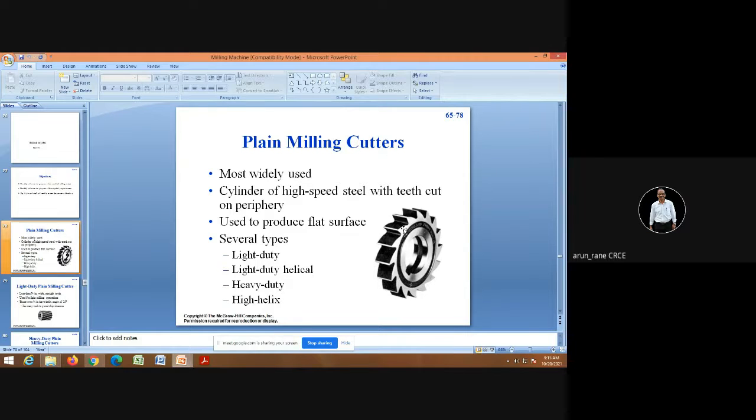So you have only a line contact, and there will be a primary relief angle and there will be a secondary relief angle. And the land, that is the thickness of the cutting edge, is hardly 0.5 to 1 mm, because you cannot keep the entire portion as a cutting edge, because there will be a lot of cutting forces if this is in touch with the workpiece.